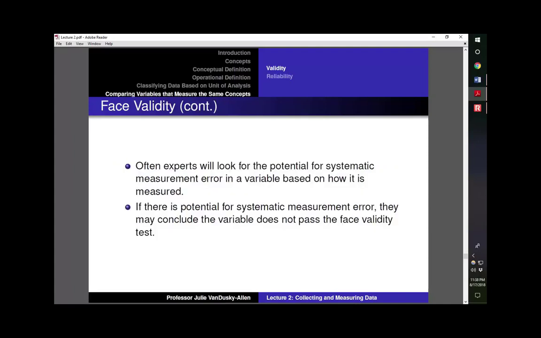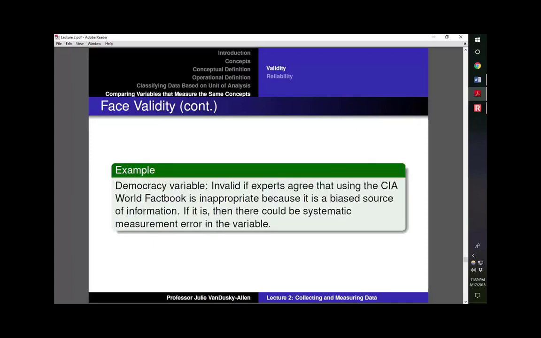Often experts will look for the potential for systematic measurement error in a variable based on how it is measured. If there is any potential for systematic measurement error, they may conclude the variable does not pass the face validity test. For example, we could look at our democracy variable and think deeply about whether there may be reasons why the variable might miscode some cases.